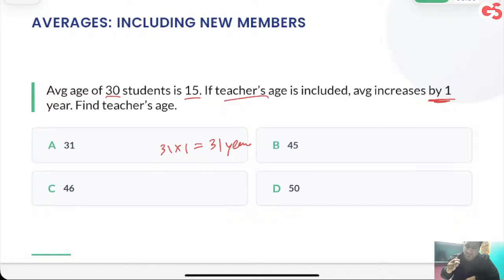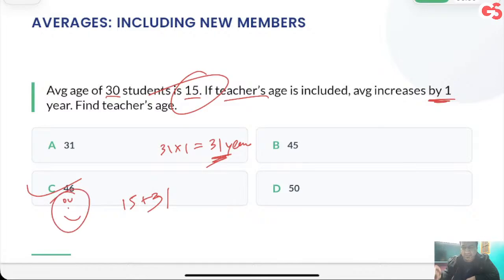जो भी final quantity आएगी उसको हमें देखना होगा. 31 years extra than 15. So 15 plus 31 is what you get. 46 is the answer. Clear? This is how you solve it in the mind. Cool. Next.